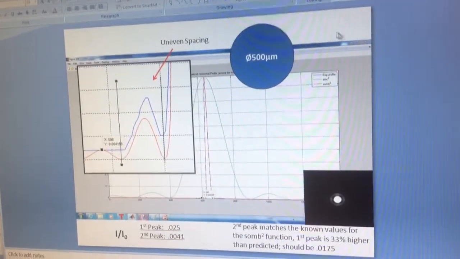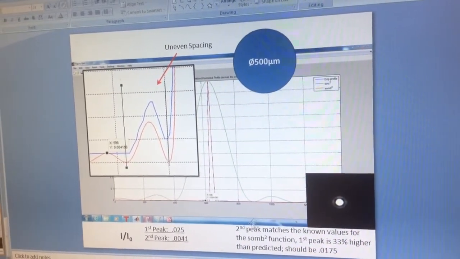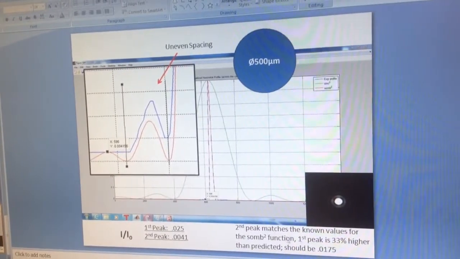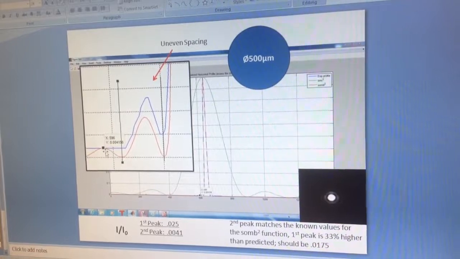We also looked at a circular aperture and found that it matched a sombrero squared function. We were slightly off on our first peak, but our second peak matched the predicted values.